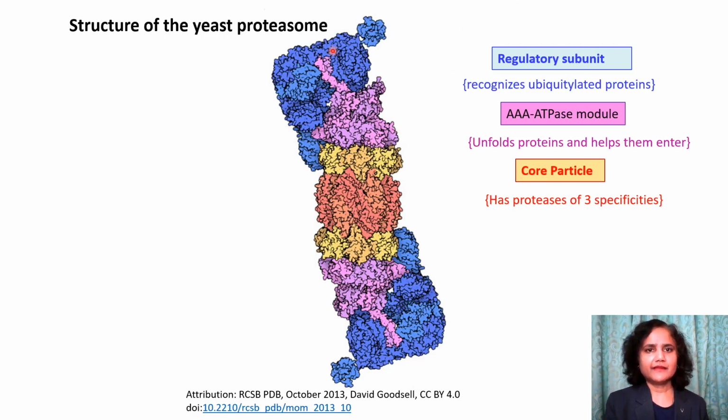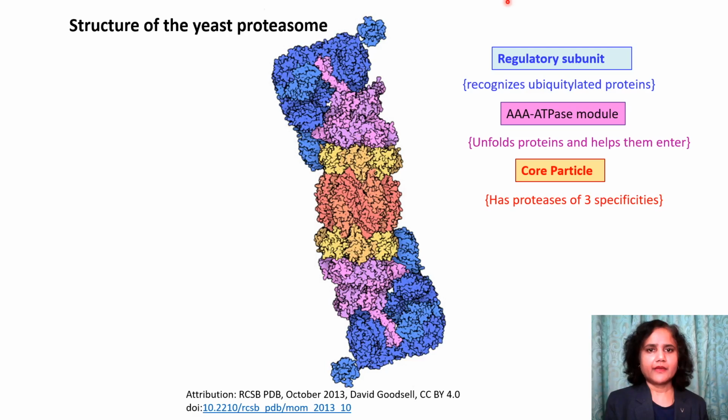The regulatory particles, they recognize the proteins that have to be degraded. So they recognize and bind polyubiquitinated proteins. And then these proteins are deubiquitinated and then unfolded. And these also control the opening of the gate, which gives access to the interior of the core particle. So the access of the protein substrates to this chamber is restricted, and it depends on a class of enzymes referred to as AAA ATPases.